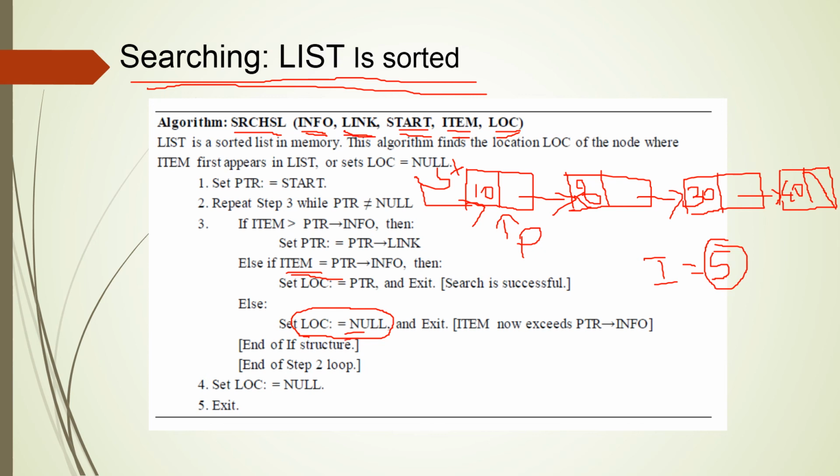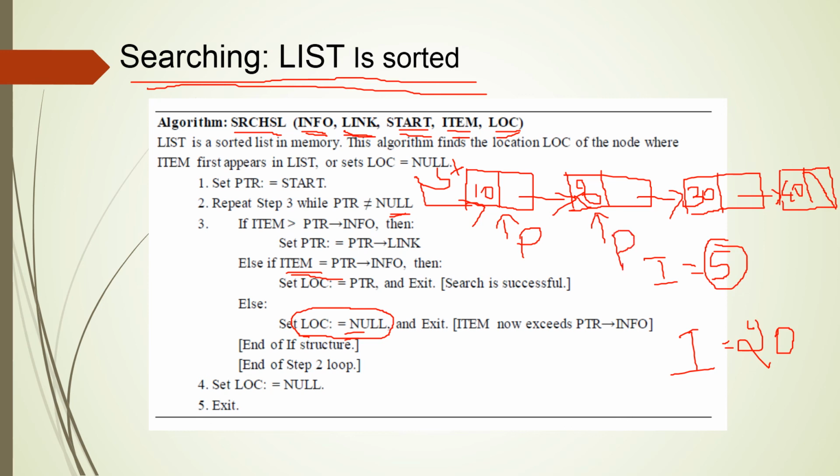So therefore it will return a null value. Say for example, assume that the key element is 20. Again it will start from the first node. PTR is equal to start, PTR is pointing to the first node. Then PTR not equal to null, the condition is true. Then item 20 is greater than 10, yes, the condition is true. Then there may be a possibility of having the key element in the next node. So PTR goes to the next node.